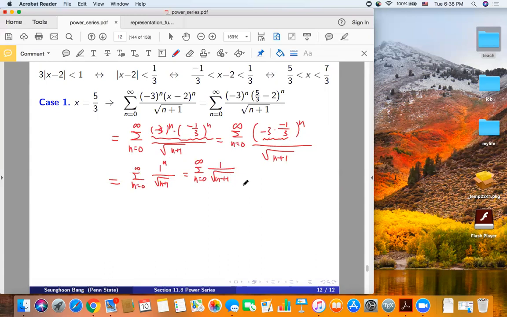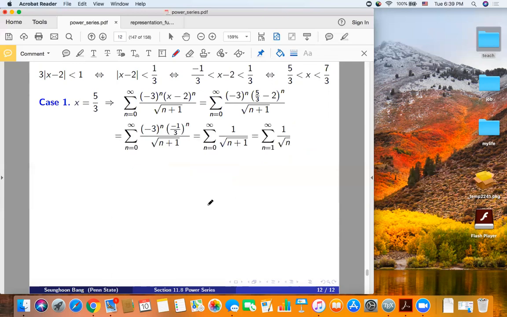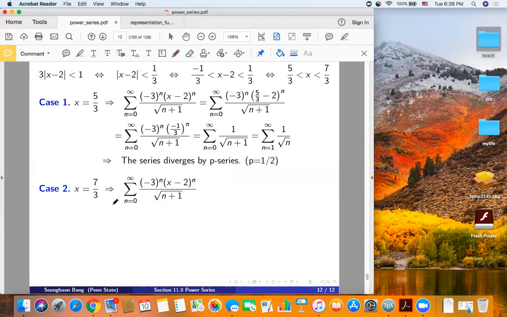So what do you think? Is this series convergent or divergent? The summation from n equals 0 to infinity, 1 over the square root of n plus 1. Is it divergent? Yes, this is divergent. You can rewrite it like this; it is exactly a p-series, divergent. The second case, x equals 7 over 3.